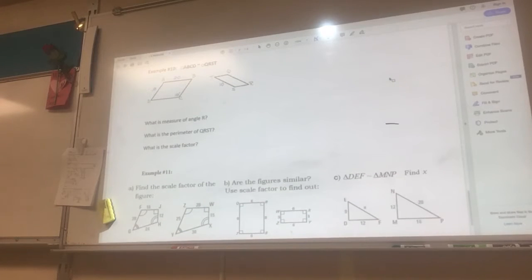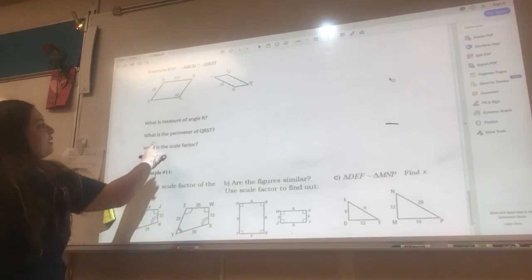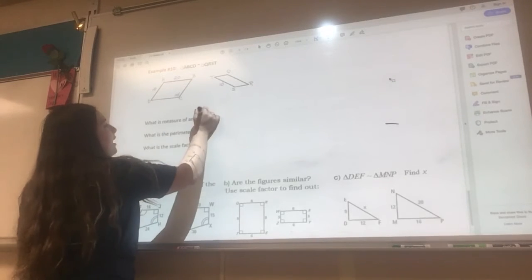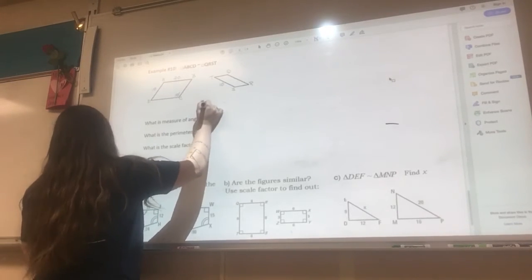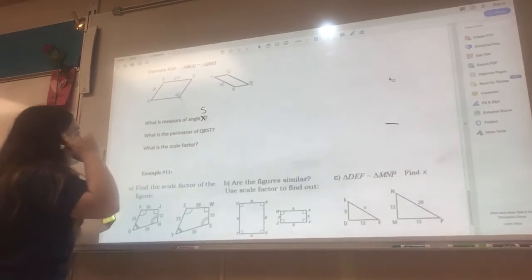Okay. So we have example 10 to go through. And this works very similar. So we have two lovely rectangles that are similar to each other. And we want to find the 3 questions it's asking. First off, the measure of angle R. I would like you to actually find the measure of angle S. Angle S is better.